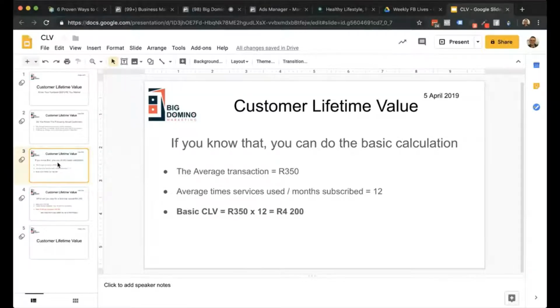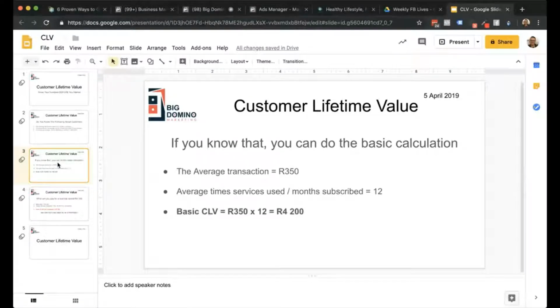So I'd rather look at the lower value than the higher value. I mean, let's be honest, over a year, your prices might change. The person might buy something else from you. You might start selling them products. There's a whole lot of other things that can happen. But I want to make sure we look at the basics. So 350 Rand is the average transaction, and your client comes back to use your services every month for 12 months, or they come back at least 12 times, whatever it is.